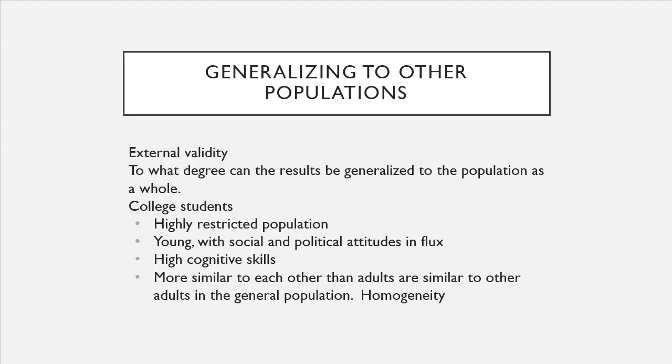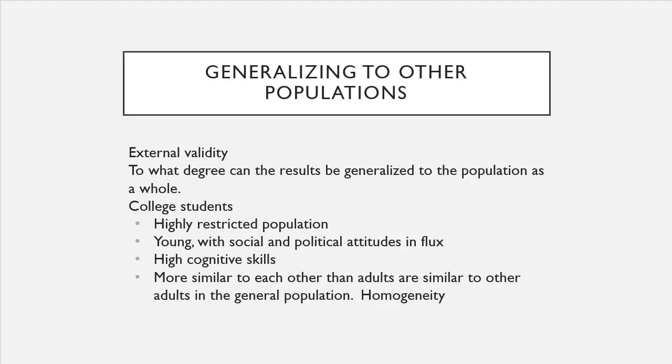Usually they are young people with social and political attitudes that are in flux. That means that they are changing. They haven't settled on their social and political attitudes yet. So what you're really looking at is a snapshot. You have higher cognitive skills among college students than non-college students. Now, again, this is true in general. Clearly, there are people out there who are not in college who have high cognitive skills, but as a group of people, they have higher cognitive skills.